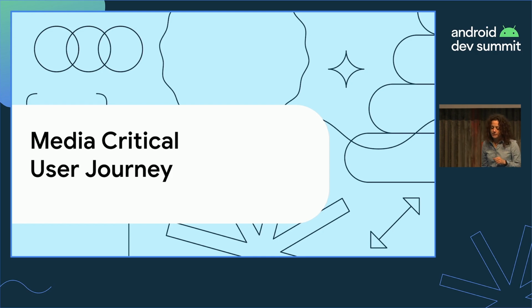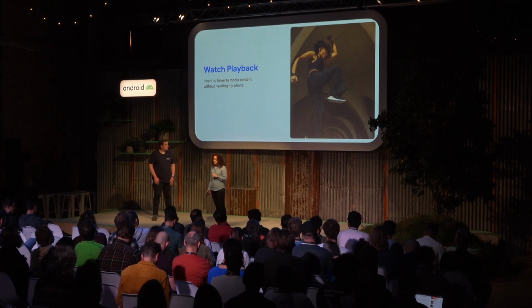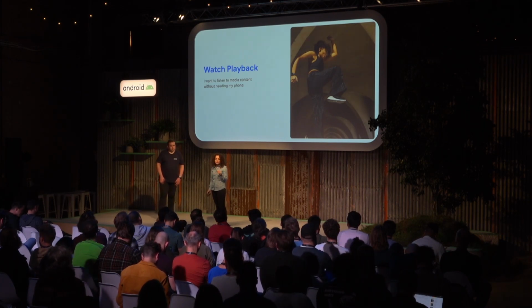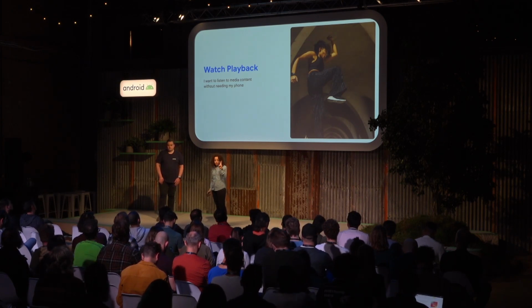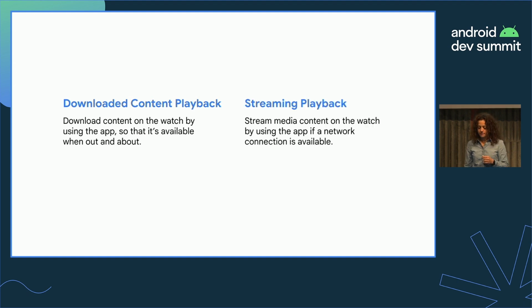So let's talk about what is the critical user journey for media apps. The critical user journey for media apps on Wear OS is being able to listen to media content on the watch without needing the phone. There are two ways you can enjoy playback on the watch. The first way is by listening to downloaded media content on the watch. This allows you to listen to media content when you're out and about and you don't have a network connection.